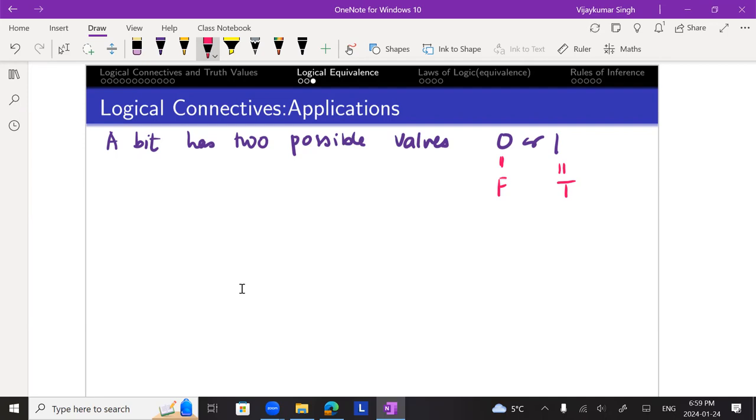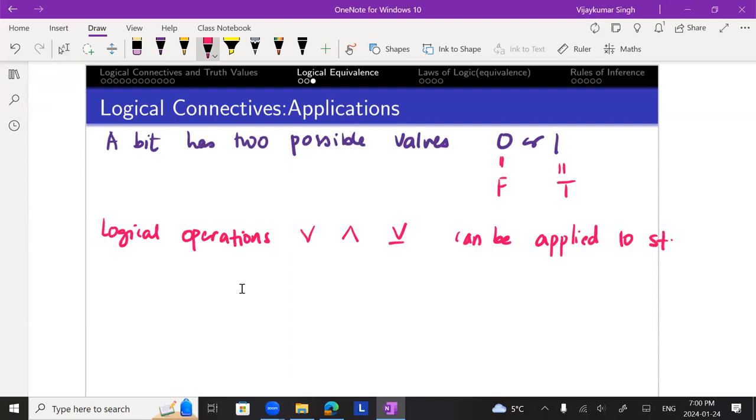So the logical operations, like AND, OR, exclusive OR, can be applied to strings of bits. Of course, of the same length. Okay, let's look at an example.